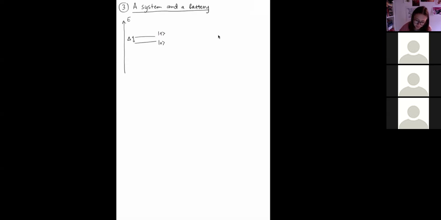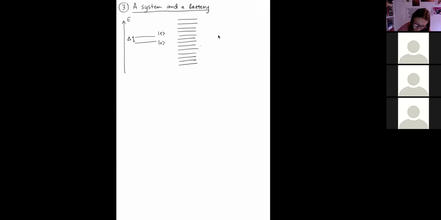This was the first system, just a qubit. Then the second system is the so-called battery. The battery is an infinite dimensional, or here we approximate it as an infinite dimensional Hilbert space with discrete levels. And here we assume that these levels are all equidistant, and much closer to each other than the energy gap delta for the qubit.